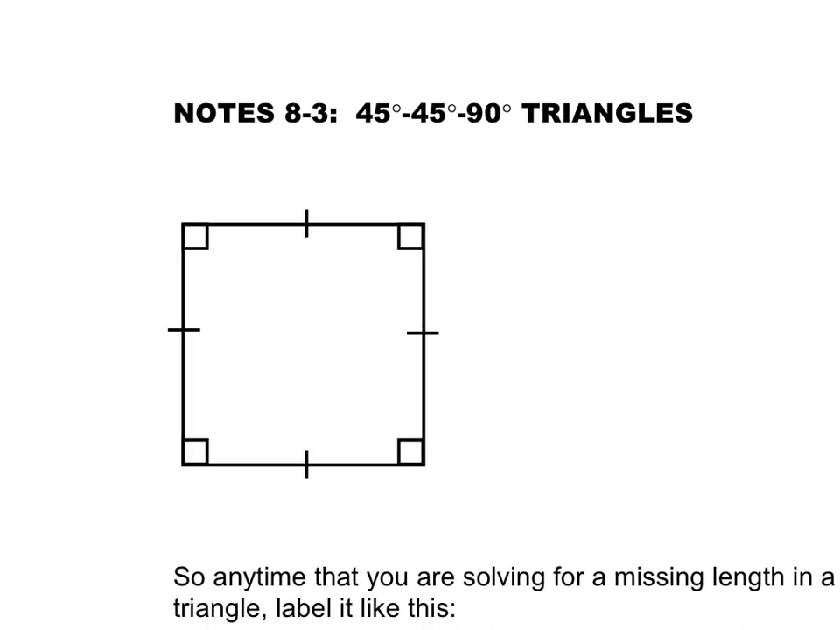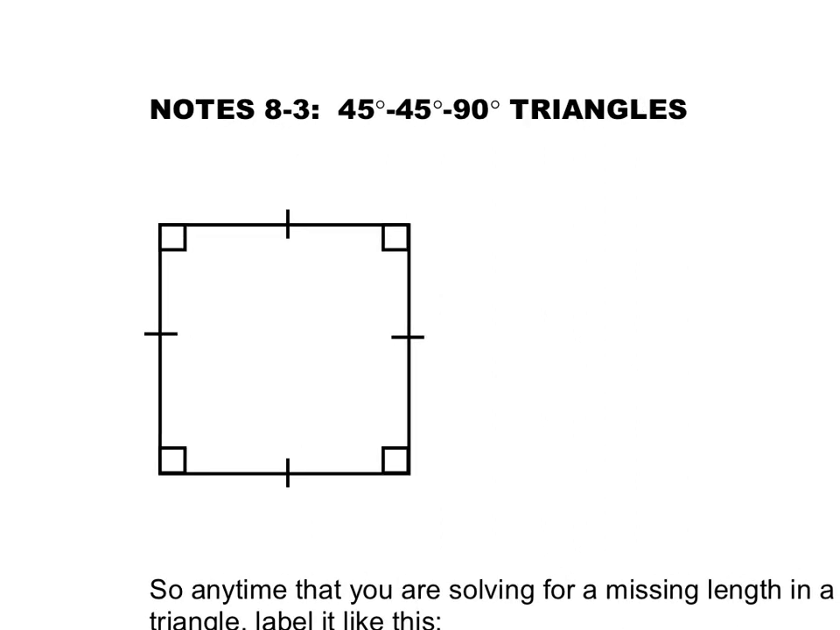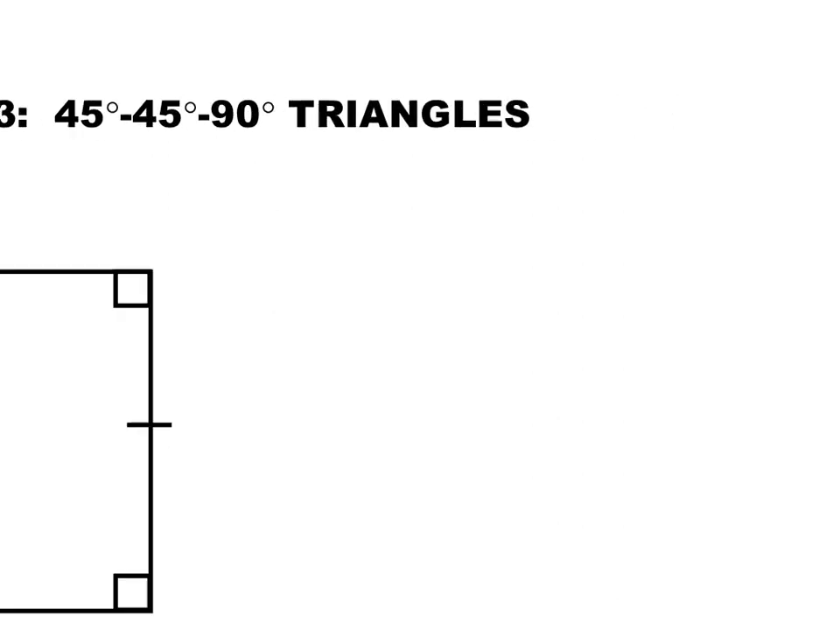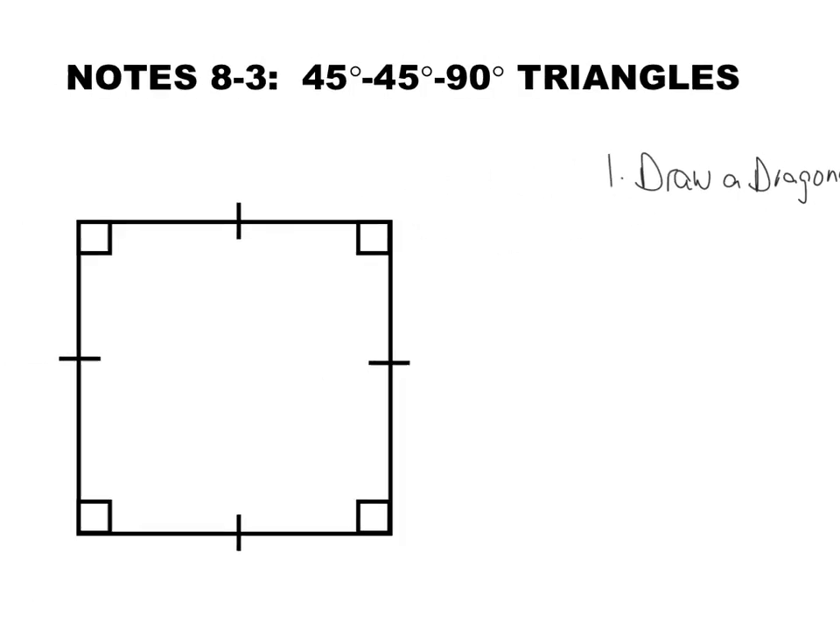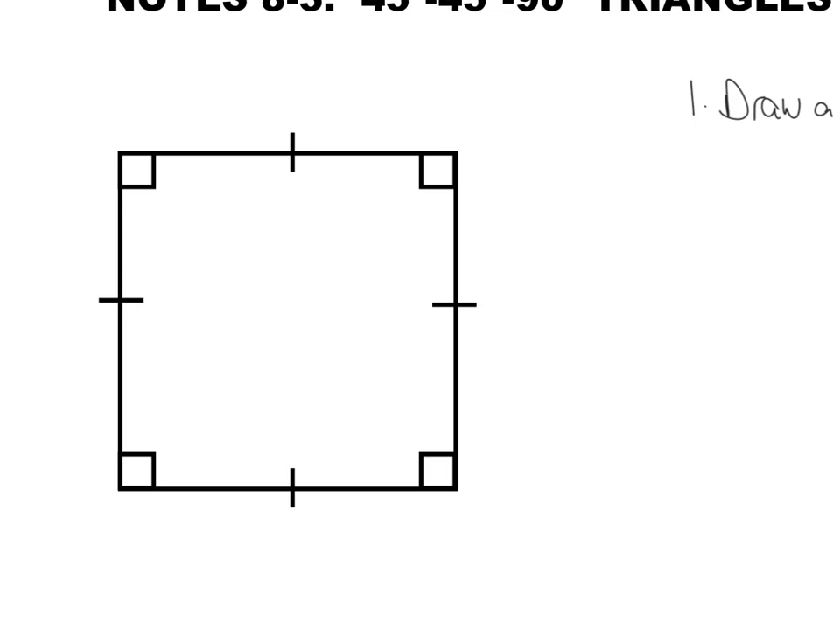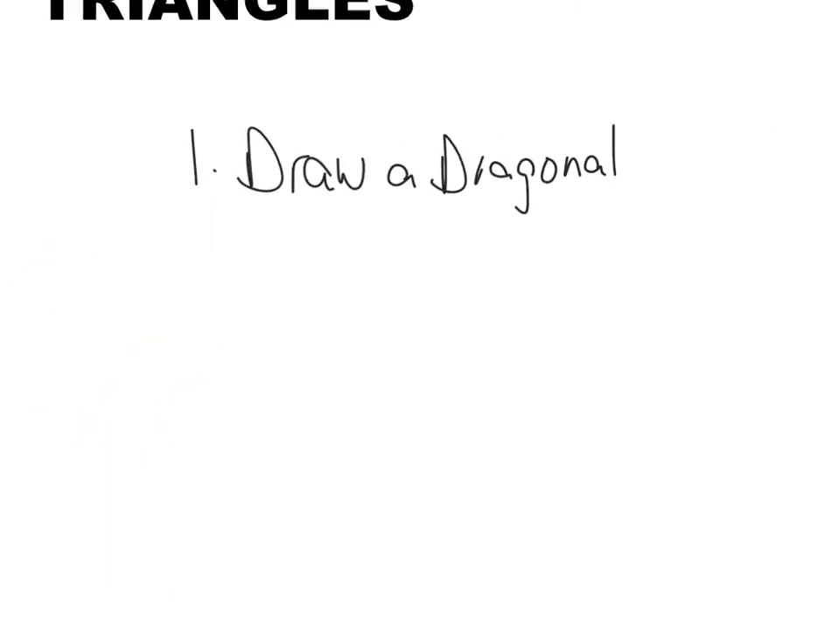So the first thing I'm going to do is look at this square. All the angles are 90 degrees, and notice that the sides are all congruent. And the first thing I'm going to do, in number one, is draw a diagonal. So I'm going to come over here and start in the top right corner and sketch a diagonal that goes to the bottom left corner. So step one is complete. Number two, label the legs as X.